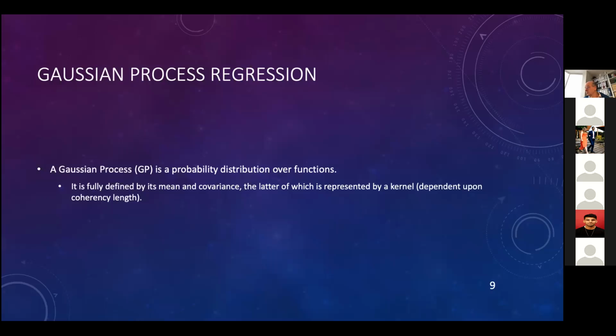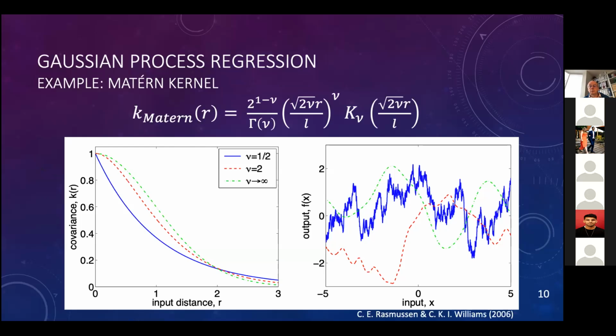GMCA was used, and that was Patil et al. 2017. So a Gaussian process is a probability distribution over functions. And much like a normal Gaussian, it's completely defined by its mean and covariance. And we represent the covariance with kernels.